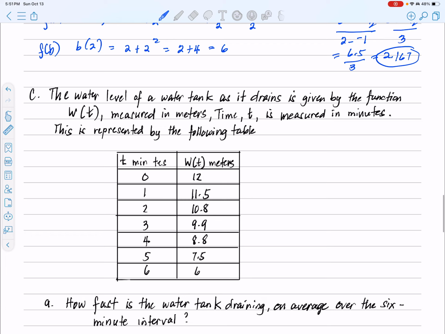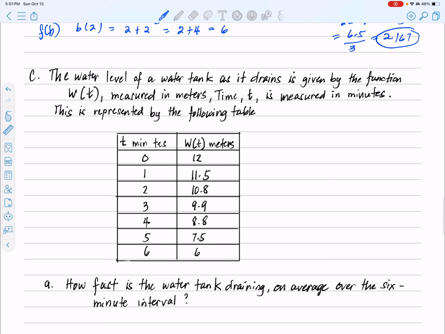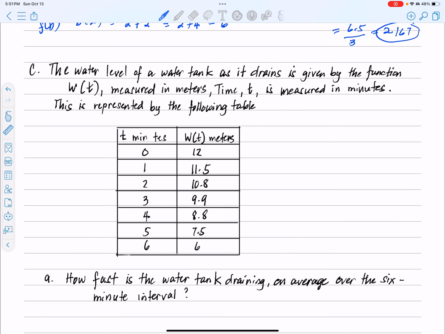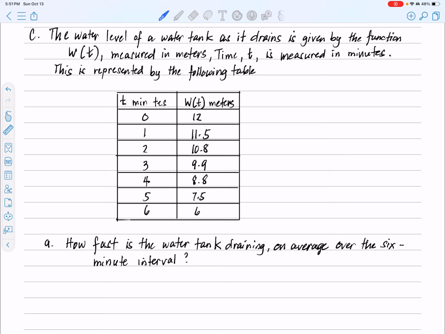The water level of a water tank as it drains is given by the function W(t), measured in meters, where t is time measured in minutes. This is represented by the following table. So we have a table for minutes, 0 to 6, and a table for the function of t from 12 to 6. All right. Question A. How fast is the water tank draining on the average over the 6-minute interval?